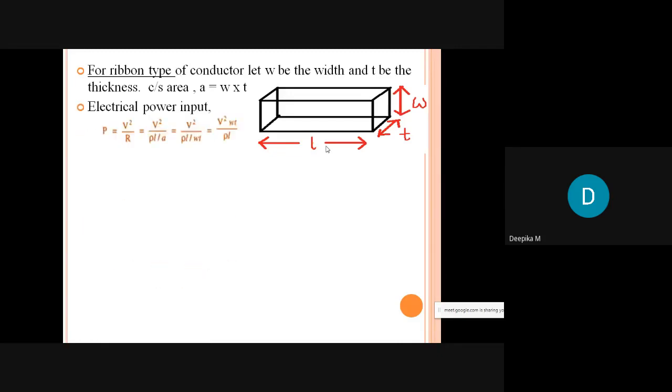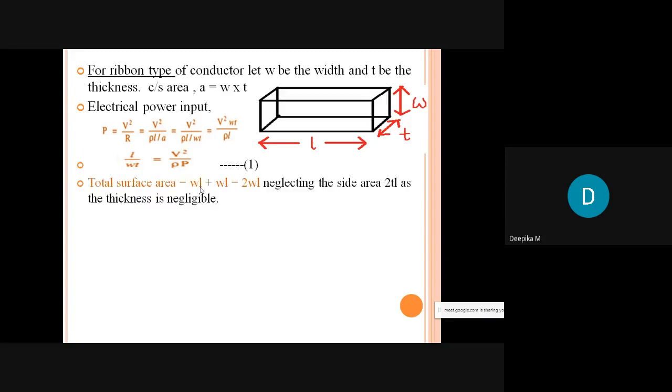For electrical power input, again we have P is equal to V square by R. We know that R is equal to rho L by A, and A is W into T. So upon rearranging we get P is equal to V square WT by rho L. As I told you, designing this shape means we have to know its length, width and thickness. So taking this to the LHS, we will get V square by rho P. Let this be equation 1.